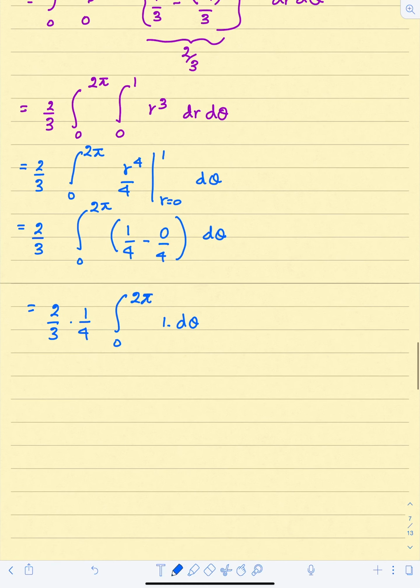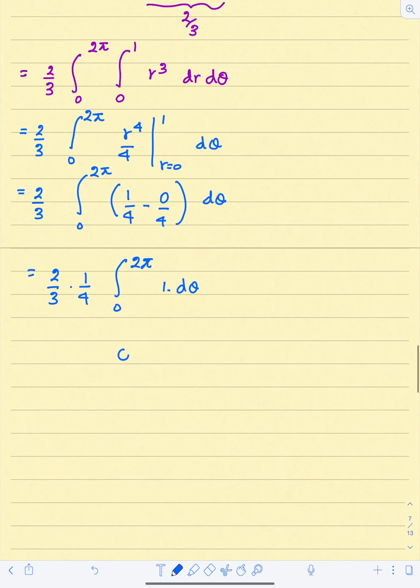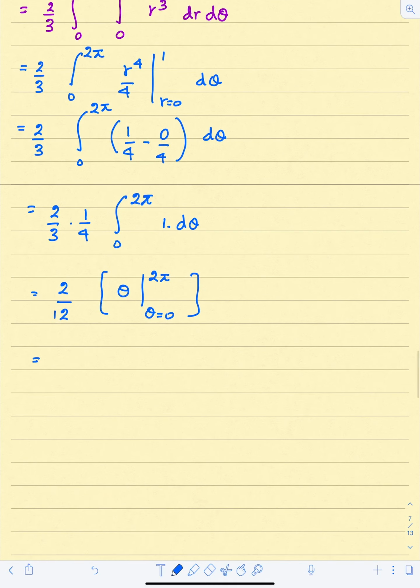Integrate 1 with respect to the theta variable, we get theta. Lower limit is 0, upper limit is 2 pi. We have 2 over 12 times this. If you simplify this one, you will get 2 over 12 times 2 pi, which equals pi over 3.